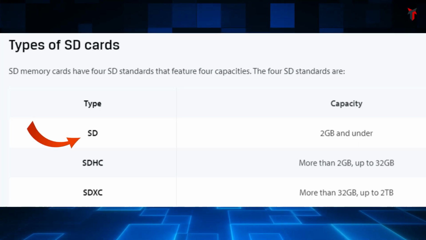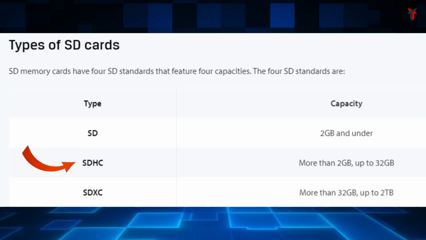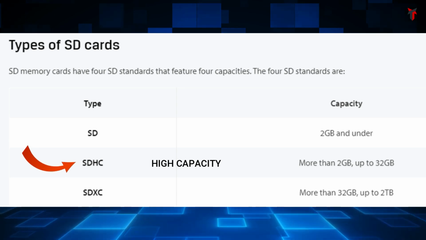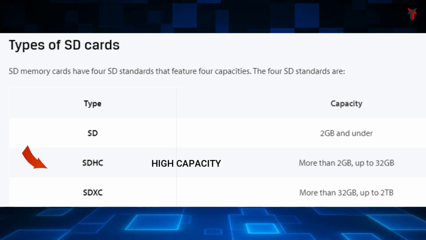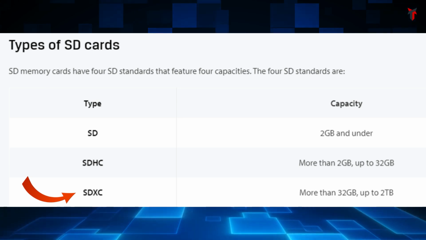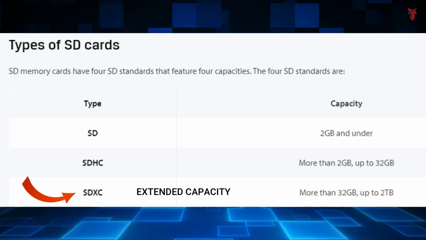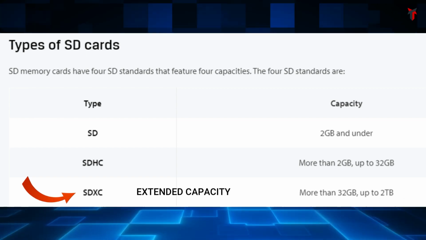The standard SD card, which has a storage limit of up to 2 GB. The SDHC card, the HC stands for high capacity, and it has a storage of 4 GB to 32 GB. The third type is the SDXC. The XC stands for extended capacity, and the storage limit is from 64 GB up to 1 TB.